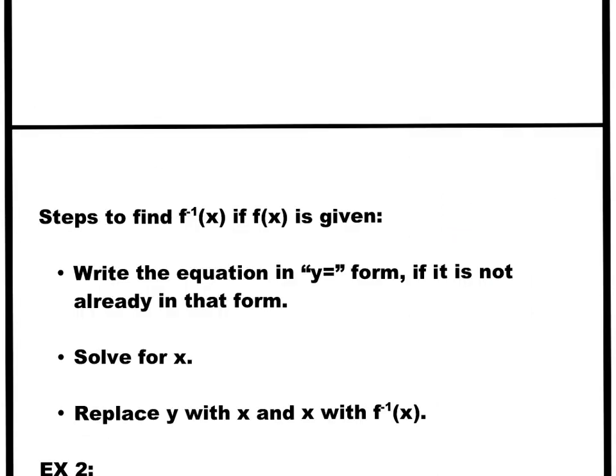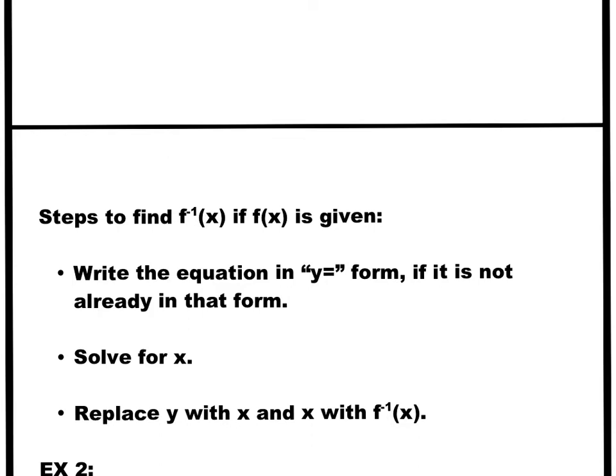In the previous example, we found f minus 1 of x when the table of values is given. What about if the equation of function f of x is given? How do you find the inverse? The process is very simple. What you have to do is follow the steps which I'm going to explain here.